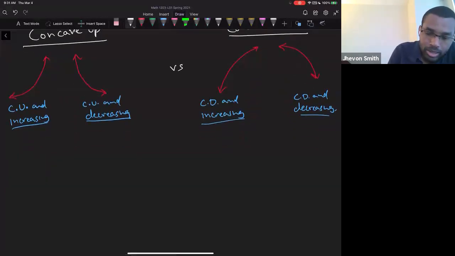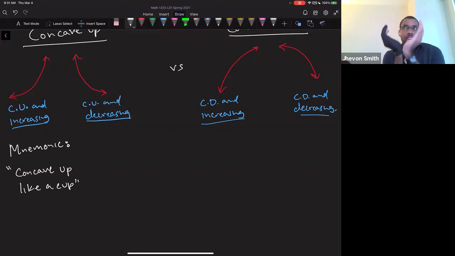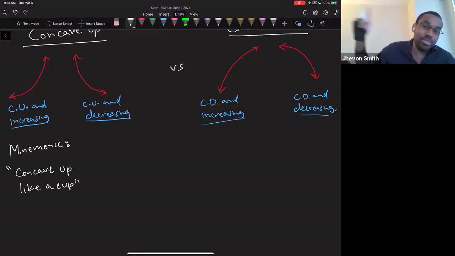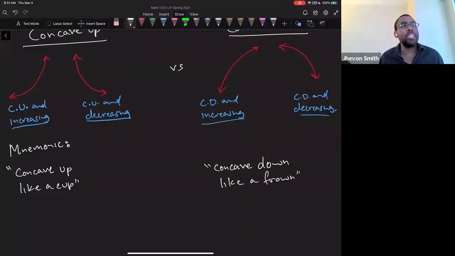Now, there is a mnemonic here. We say concave up like a cup. So concave up means you're shaped like this. You're like a cup that can hold water, or like a smiley face. You're happy, you're smiling. Concave up like a cup. You're positive, you're feeling positive. Your second derivative is positive. Everyone's positive. Or you can say concave down like a frown. So you're feeling down, you're sad, you're frowning. Second derivative is negative, you feel negative.